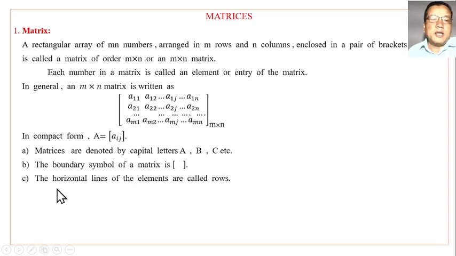The horizontal lines of the elements are called rows.